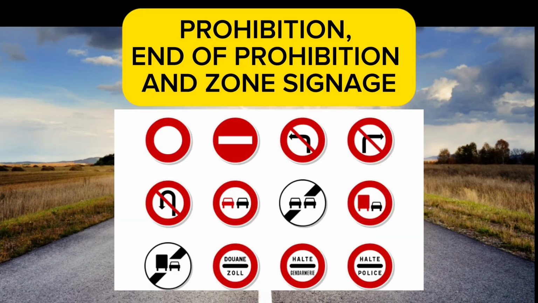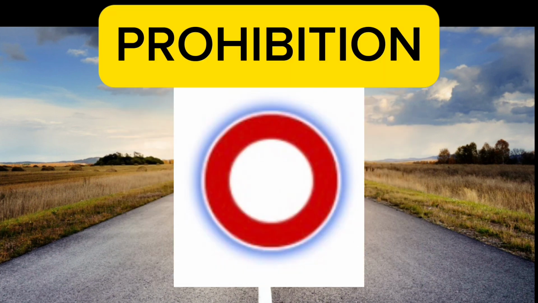Let's talk about the prohibition, end of prohibition, and zone signage. Firstly, prohibition signage. The prohibition signs are round in shape, with the exception of the forbidden sign. They are on a white background surrounded by a red border. In the absence of a distance sign, these signs are placed where the ban begins. The ban extends to the next intersection.